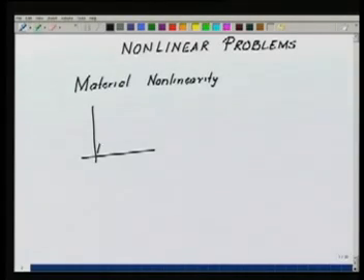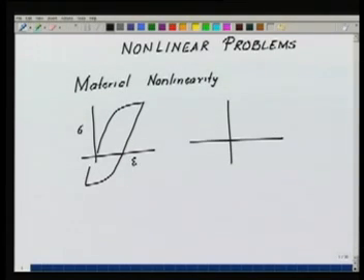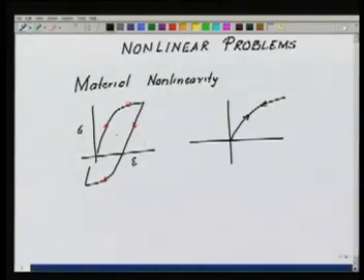If you have a response curve like this, stress against strain, this is a plastic curve. I could have nonlinear elastic behavior, that is, I load up and down along the same curve. Here I load up and come down along a different curve. So, this is essentially a nonlinear elastic problem. This is a plastic problem. Here there is dissipation.